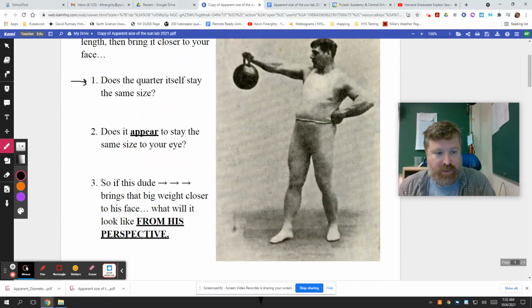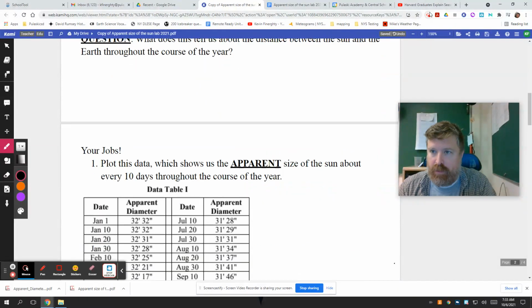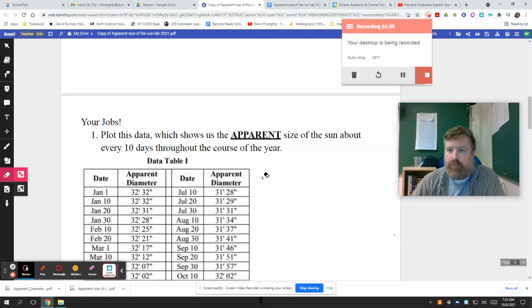Thinking of these examples, answer this number 3 one right here as well. If this guy were to bring that weight closer to his face, what would it look like from his perspective? The weight itself, of course, is not going to actually change size, but its apparent size, what happens? And then read and answer this one before you move on. Press pause if you need to, and tell me what you think to get us warmed up. I'm going to pause real quick to let you do that.